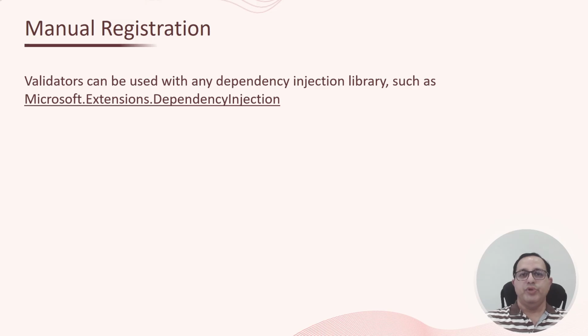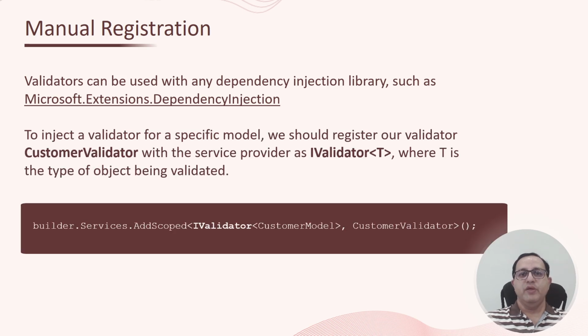Validators can be used with any dependency injection library such as Microsoft.Extensions.DependencyInjection. To inject the validator of a specified model, we need to register it with the service provider using the IValidator<T> interface, where T is the object being validated. In our case, it's a customer model class. This registration ensures that whenever the application needs to validate the customer model class, the dependency injection container will provide an instance of customer validator to validate that model.